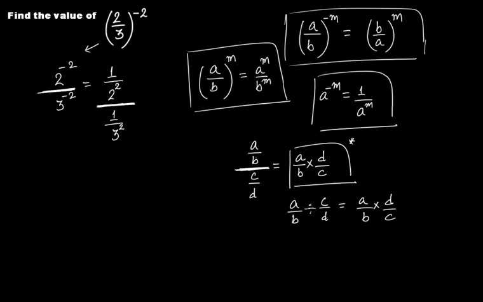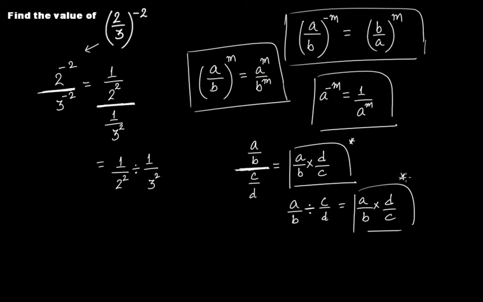D by C. We know that when we divide two rational numbers, then we invert and multiply. This we have learned in class 7. So it's of that form. Using this, if we say that this is A by B, then A is 1, B is 2 raised to the power of 2, divided by C is 1, and D is 3 raised to the power of 2.